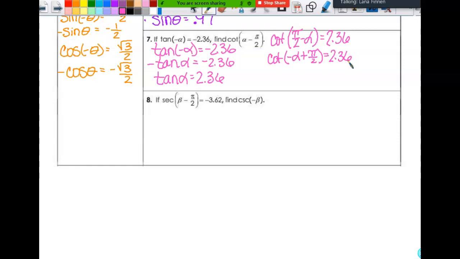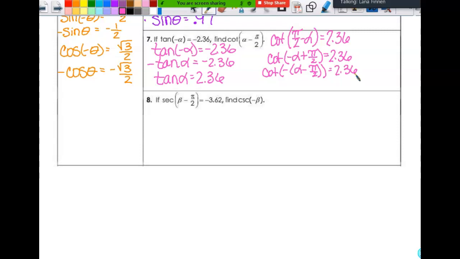Okay, so what I can do is basically what we did when we were graphing: I can factor something out of that parentheses. I'm not factoring it all the way out to the front, I'm just factoring in here. So I can make this the cotangent of, factor out the negative, and that leaves me with alpha minus pi halves equals 2.36. We all okay with what I did right there?